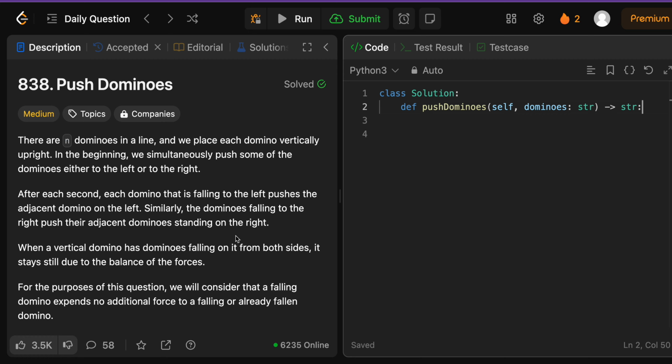And based on that net force at each position, index, or domino, if it's positive, we know it falls to the right. If it's negative, we know it falls to the left. If it's zero, it just stays upright. It's just balanced. Right? And to further explain what I mean by net force, the way we assign forces is in our initial pass, when we go from left to right, we know that an R would apply a high force because it pushes to the right.